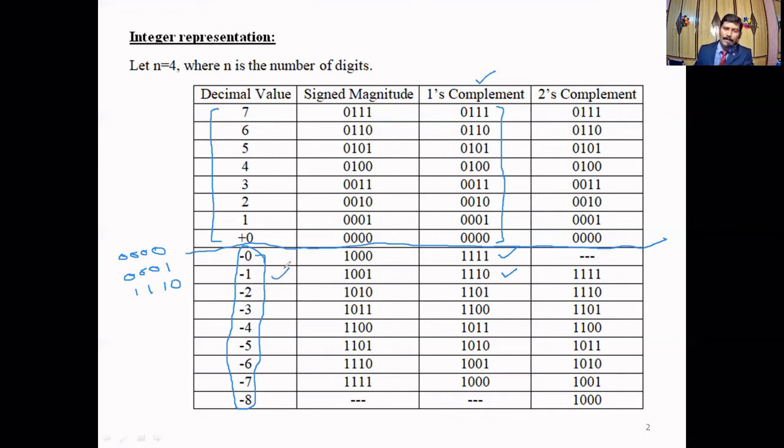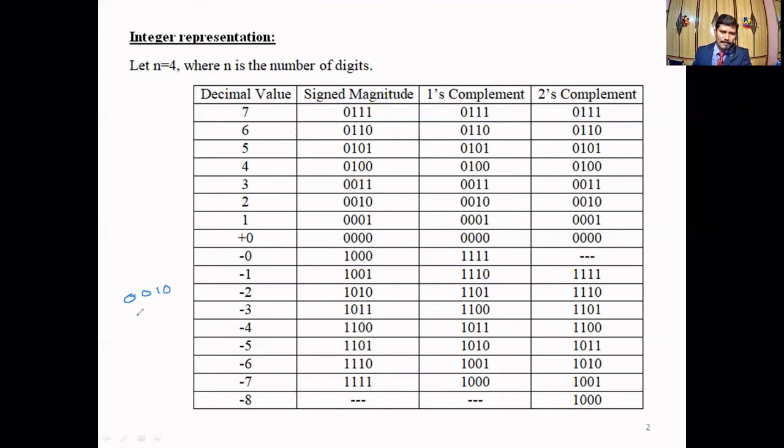That means negative numbers are in the form of ones complement in those computers, right? Let us take minus 2. Take the value of 2, which is 0 0 1 0, and make it ones complement. So what is the ones complement of this? 1 1 0 1. See here, 1 1 0 1 is the minus 2, right?